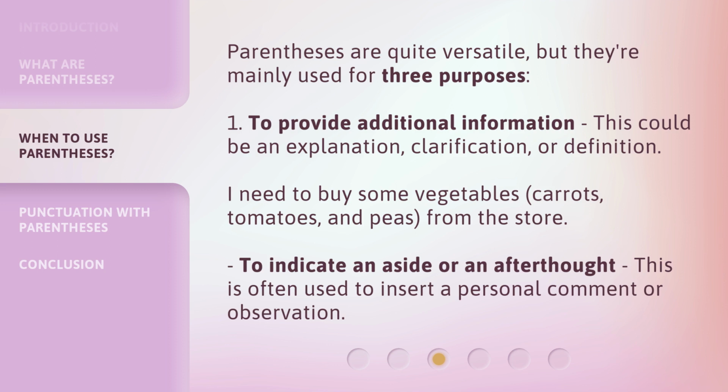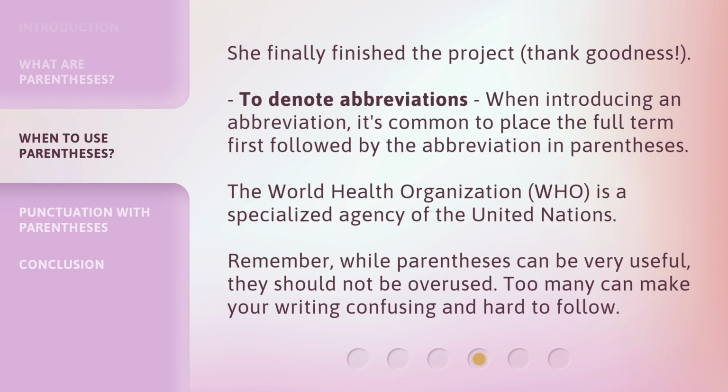2. To indicate an aside or an afterthought. This is often used to insert a personal comment or observation. She finally finished the project (thank goodness). 3. To denote abbreviations. When introducing an abbreviation, it's common to place the full term first followed by the abbreviation in parentheses. The World Health Organization (WHO) is a specialized agency of the United Nations.